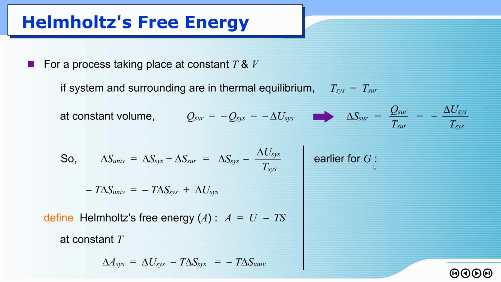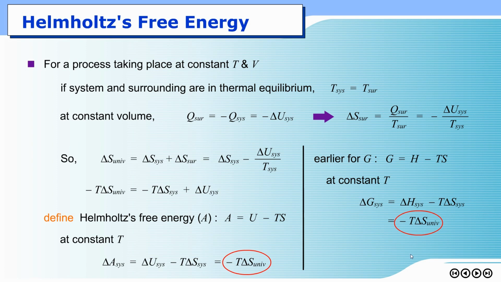Again, earlier for Gibbs free energy, we got G equal to H minus TS, and then at constant temperature you got this relationship and ended up with delta G of the system equal to minus T delta S of the universe. These two are the same, are they? So does it mean that delta G and delta A are equal? You have to be very clear on this point.